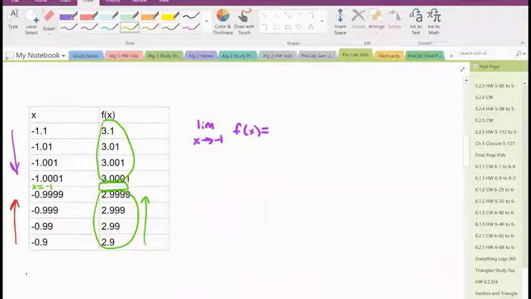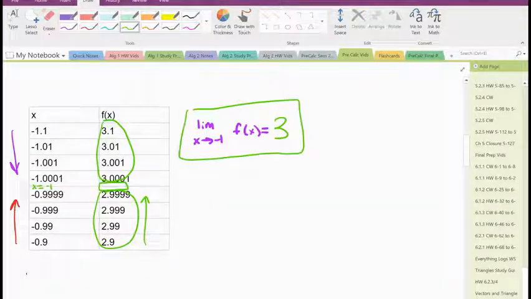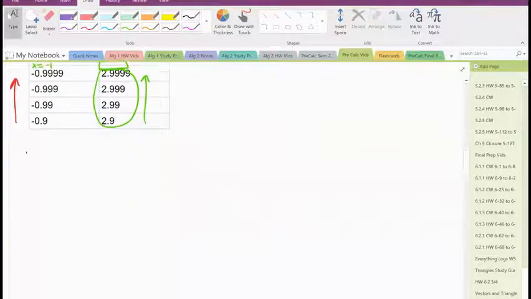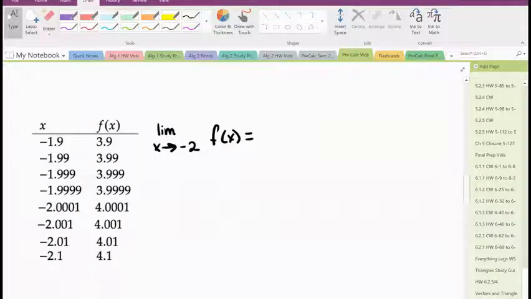So if I were to write my limit here, I would say the limit as x approaches -1 of f of x equals 3. Same idea for this next one here. I'm really looking for the limit as x goes towards -2. That x value would fit right here in the data, and I'm looking for what those points really close to it, approaching from the left and the right side, are getting close to. In this situation, it looks like it's getting closer and closer to 4. So my limit would be equal to 4.